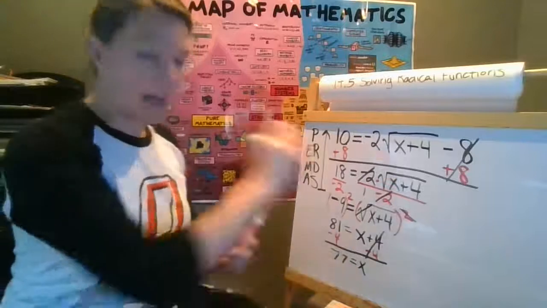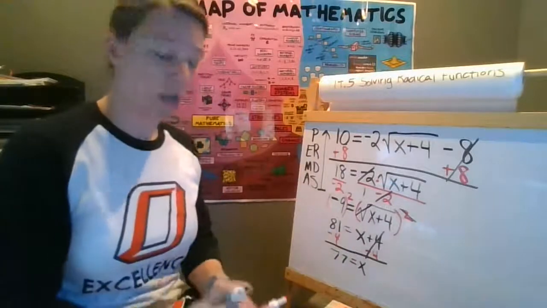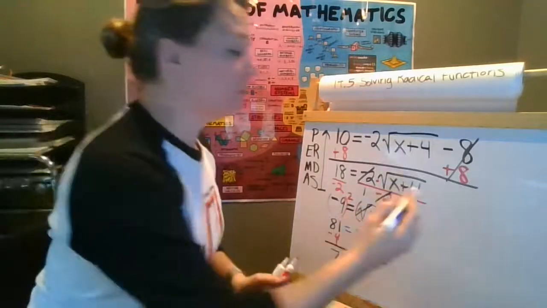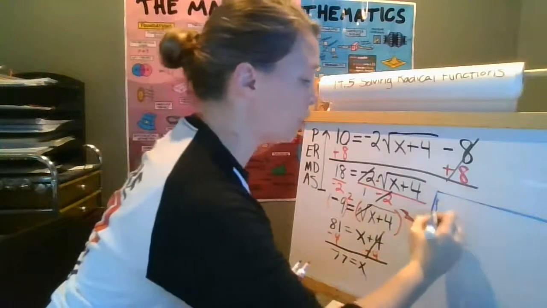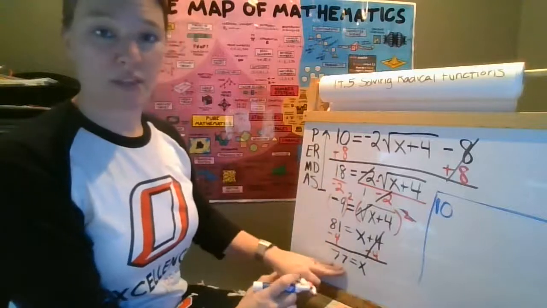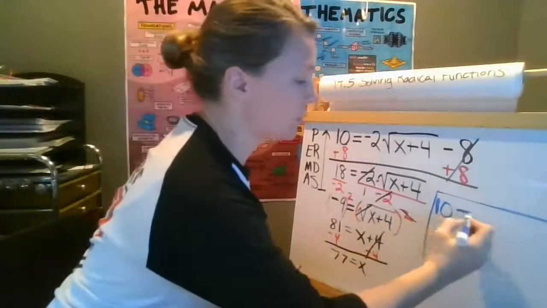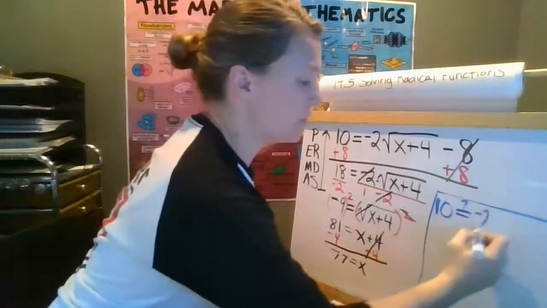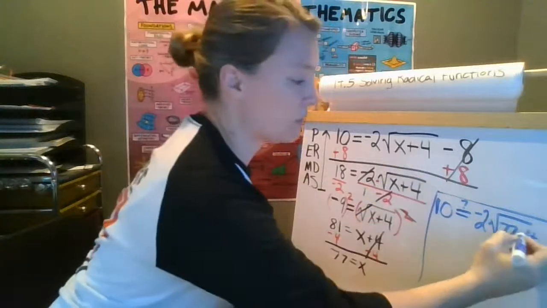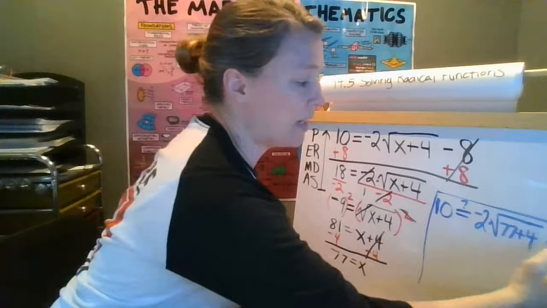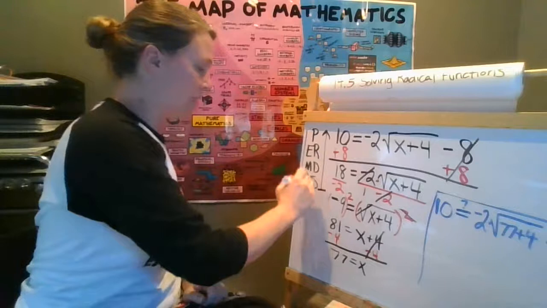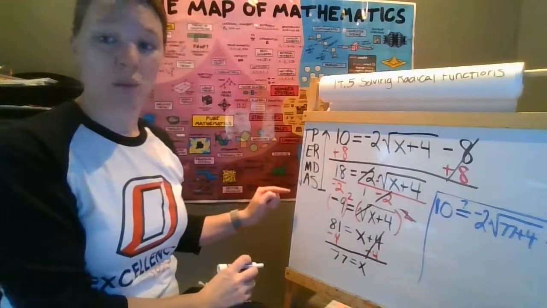Now, before I circle that or put a rectangle around it, I want to check my work and make sure that there are no extraneous solutions in this situation. So what we're going to do is write our equation exactly as it was in the original problem, and put 77 in for x. So we're going to say, does 10 equal negative 2 times the square root of 77 plus 4, minus 8?